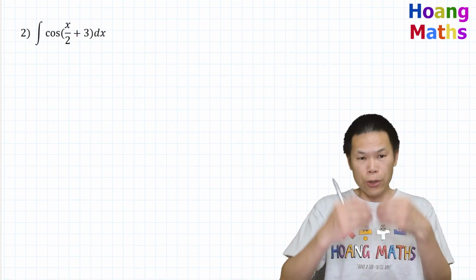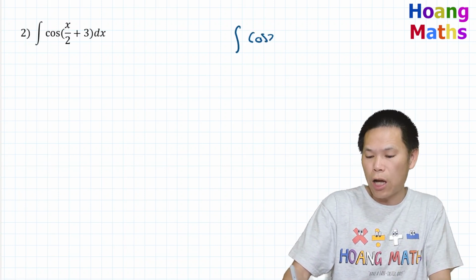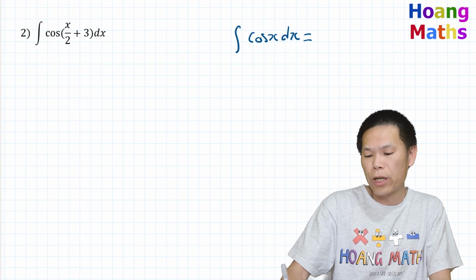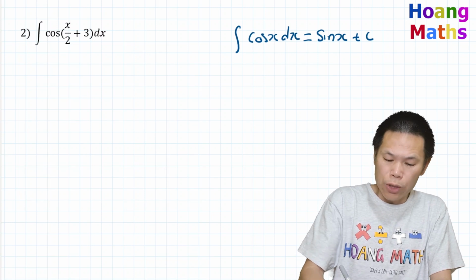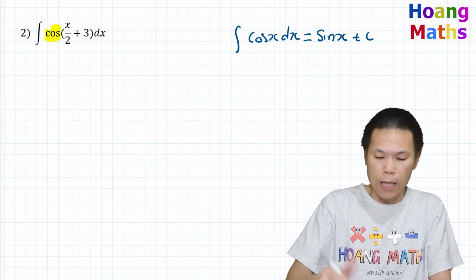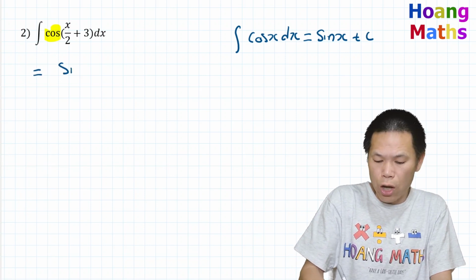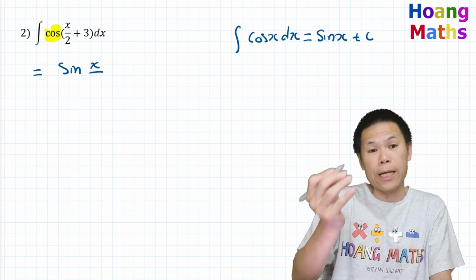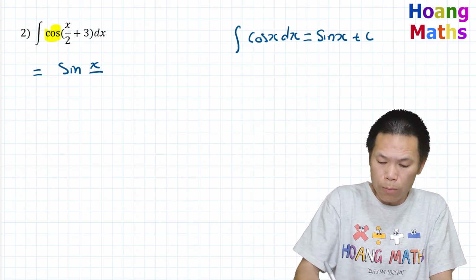Second one. We need to know that if we integrate cos of x dx, it will give us sine of x, add a constant. So step number one is we need to integrate the trig function first. Integrate cos, give us sine. So let me just write this down. That is equal to sine of the angle. The angle in this case here is a half of x plus 3, or x over 2 plus 3.